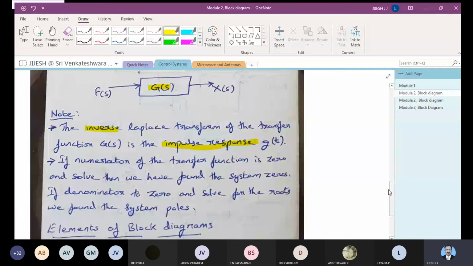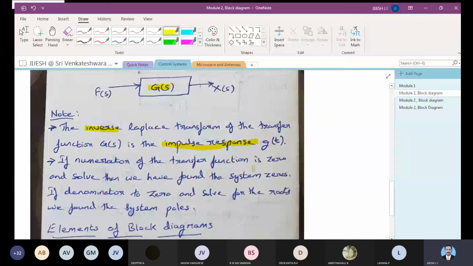numerator. You have two things, the numerator and the denominator. So if you take the numerator of the transfer function as 0 and solve, we can find out the system zeros. That is, if we take the numerator and solve it, you can find the system zeros. There are two things here.